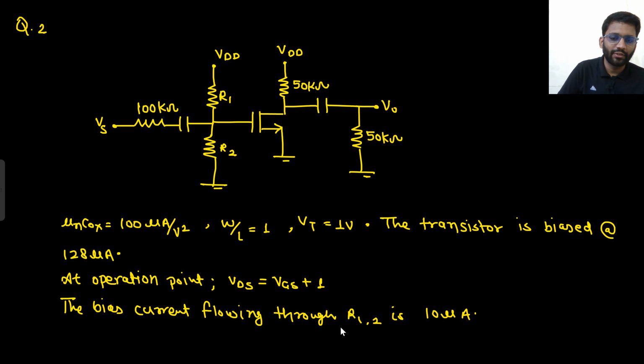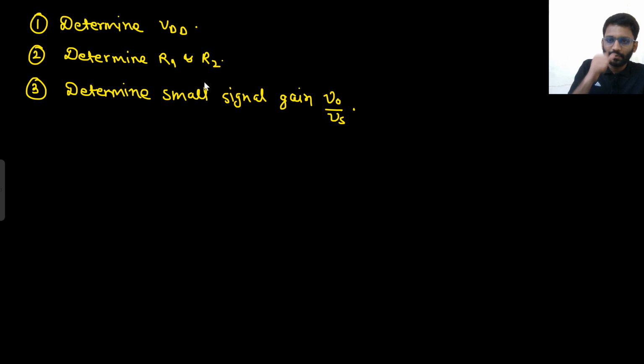And the bias current flowing through R1 and R2 is 10 microampere. What do you mean by bias current? That means DC current. DC current flowing through R1 and R2 is 10 microampere. So you have to determine the VDD value, you have to determine the R1, R2 values, and you have to determine the small signal voltage gain. So first we need to determine the VDD value. So let's just do the DC analysis first.